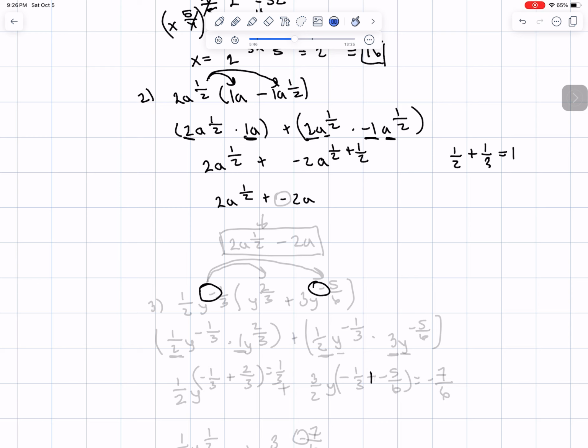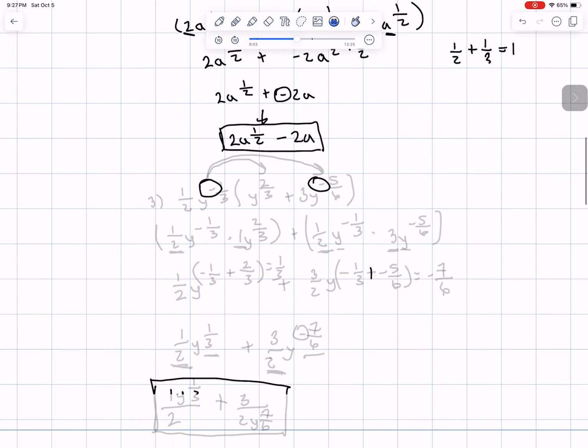Now, I just have to write this in the correct form. Since we have a plus and a negative here, I'm going to rewrite that to incorporate that sign in front of 2a. So that's how you would do this problem. So let's do another one.